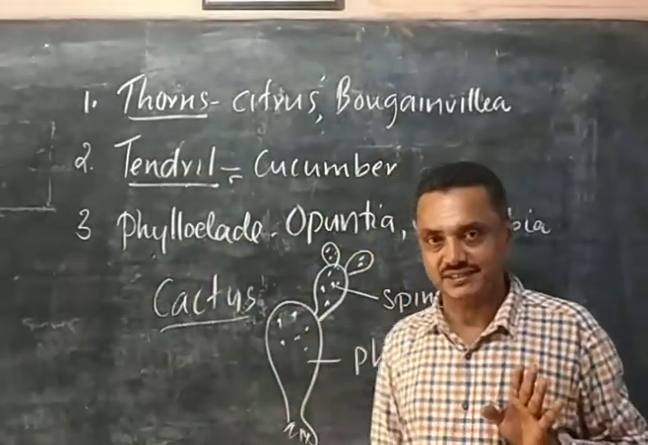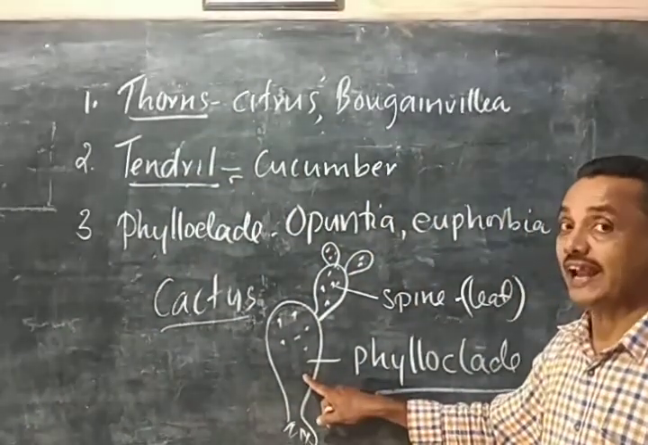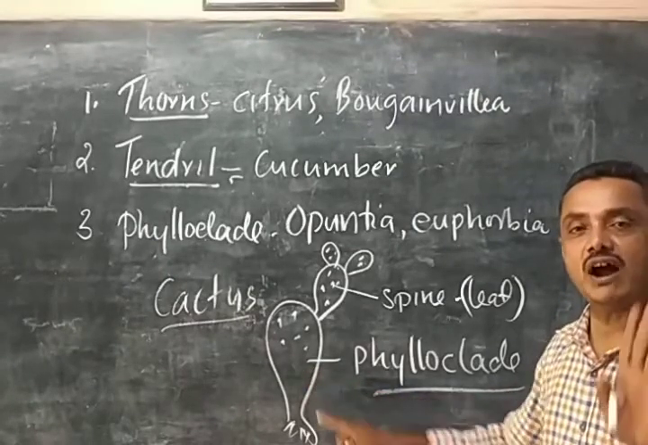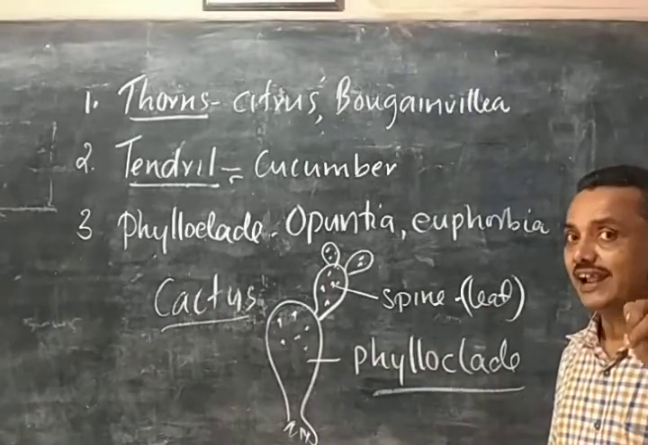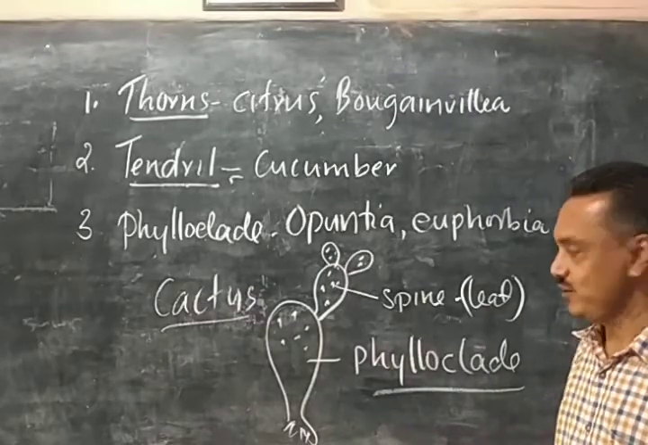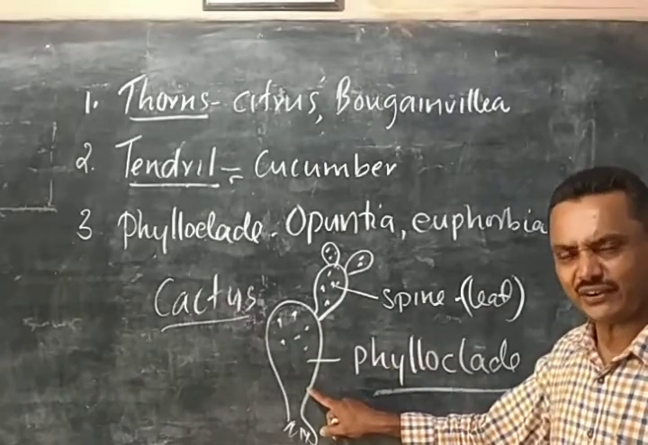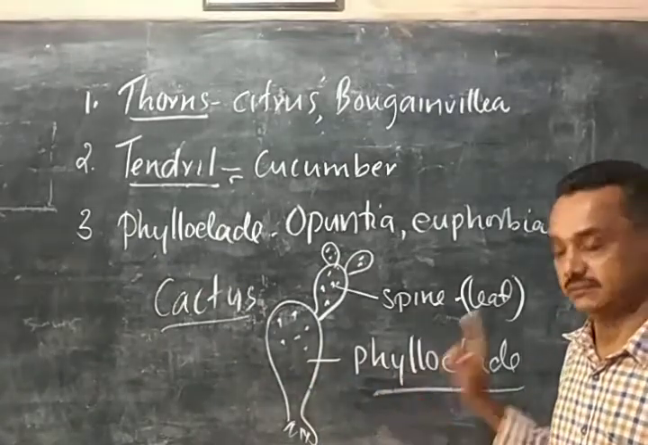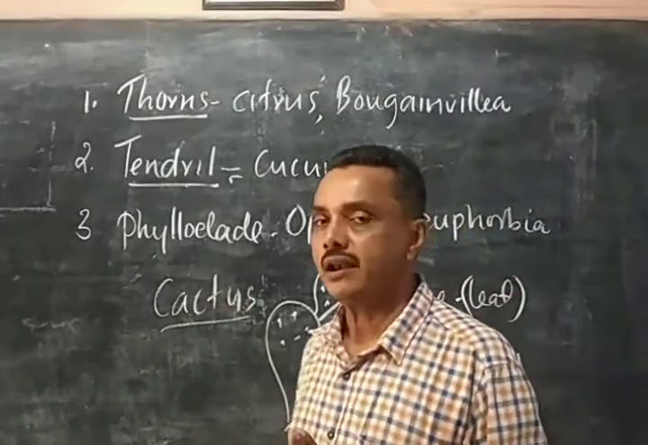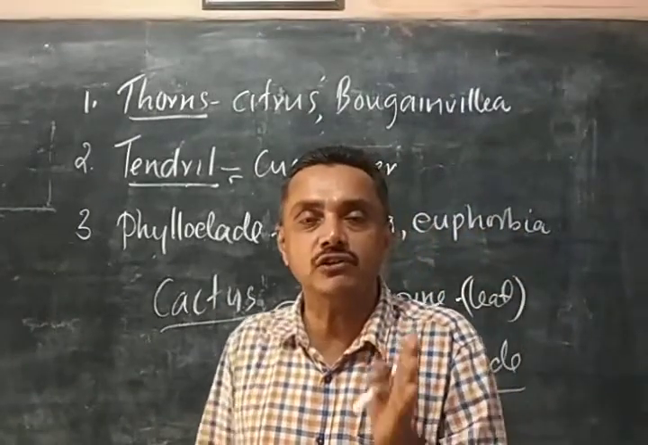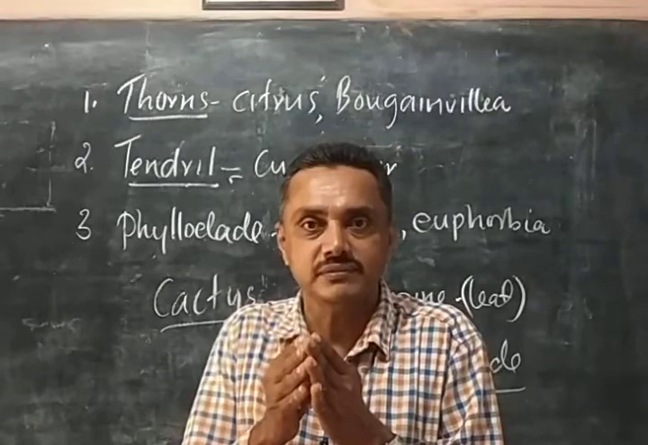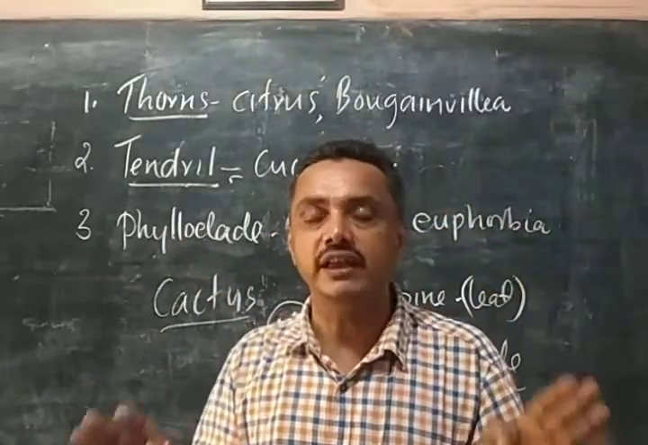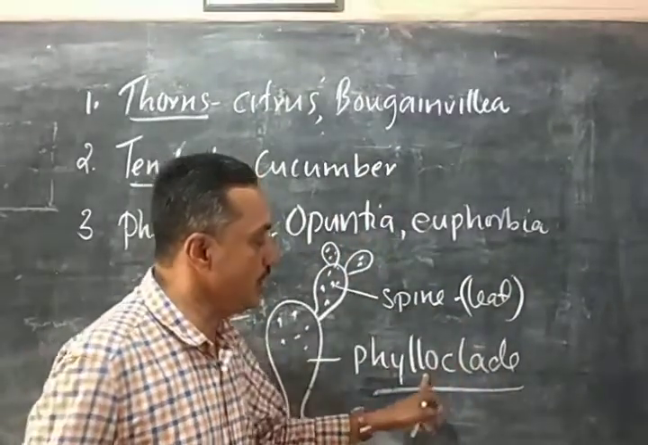For what? This is for green photosynthesis, and it is thick and fleshy for storage of water. You remember? Green, thick and fleshy. You have seen these kinds of structures, very familiar, and they are called phylloclade. What is the function? Storage of water. It will store a large amount of water, and do green photosynthesis. So the function of leaves is done by this structure called phylloclade.